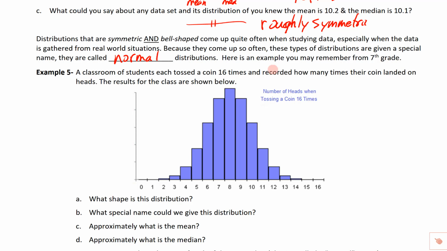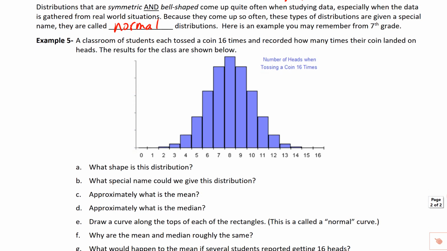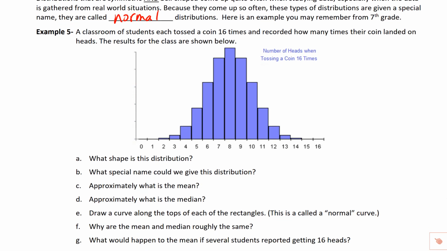And here's an example that you might remember from 7th grade. We did some probability in 7th grade, and you may have done an experiment like this. Students tossed coins 16 times, and what they recorded was how many times their coin landed on heads. They just kept track of the number of heads, so they could get 0 heads all the way up to 16 heads. And here's what it looks like, okay?